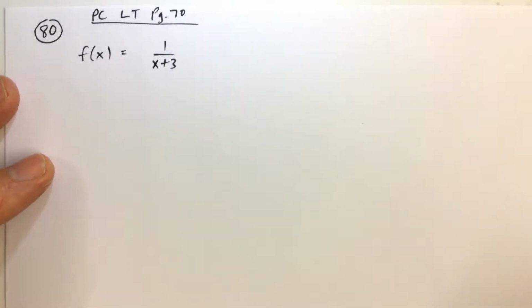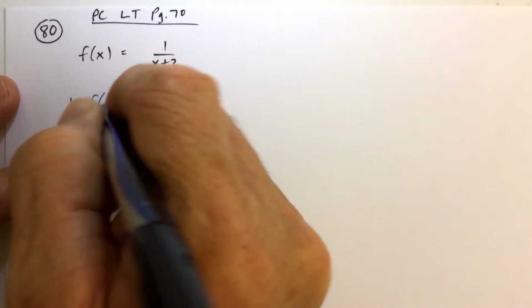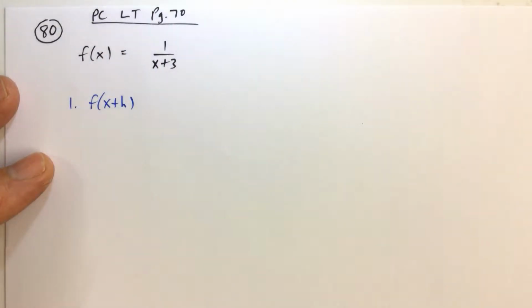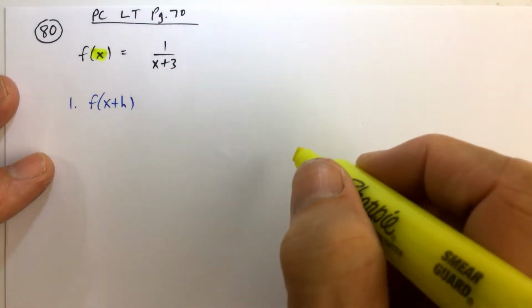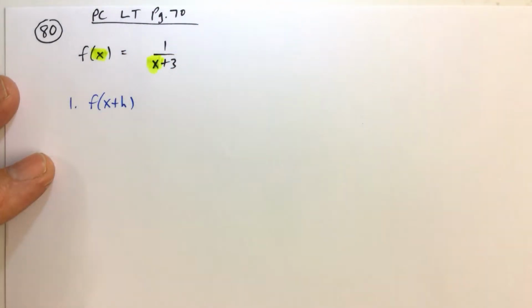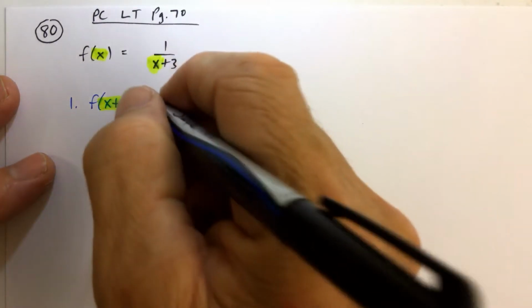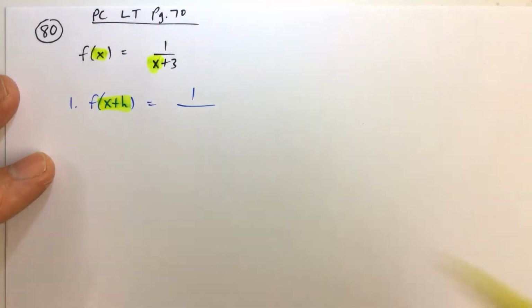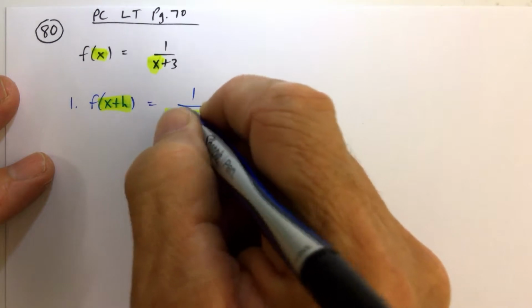For problem number 80, obviously we have a fraction here, and our step 1 is find our f of x plus h. Again, just to remind you, when we have function notation, whatever's inside the parentheses is what we call our input, or our domain value, or what we put in. In this case, we have to put 1 over that input, plus 3. Well, that input here is x plus h.